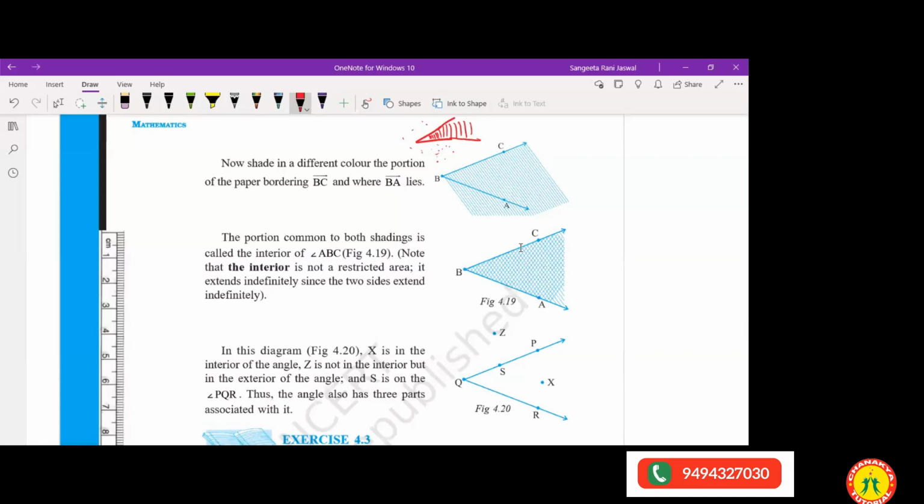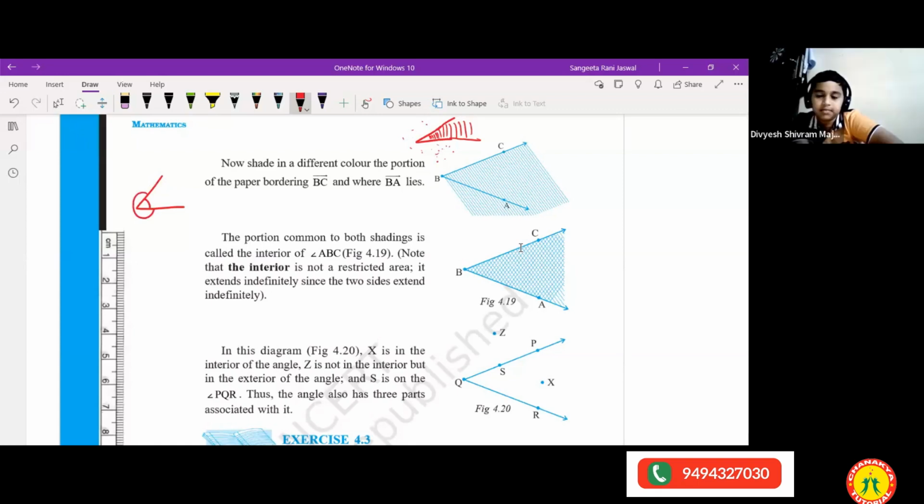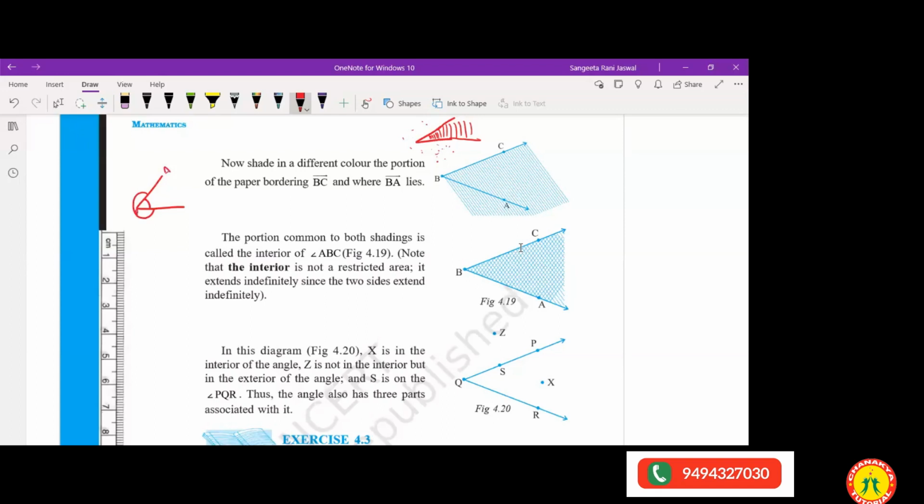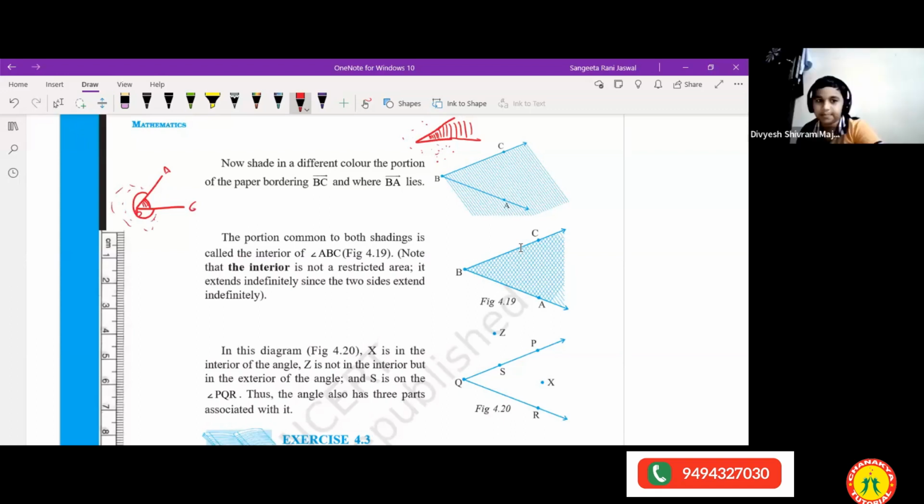Ma'am, boundary means on the ray. Now suppose if I have these two angles and I say this angle is acute angle and this outside angle is reflex angle. You have already done this in your previous chapter. If I'm talking about angle ABC, I'm talking about this acute angle. So exterior points of angle ABC will be all the points which are lying in the outside of this angle ABC.